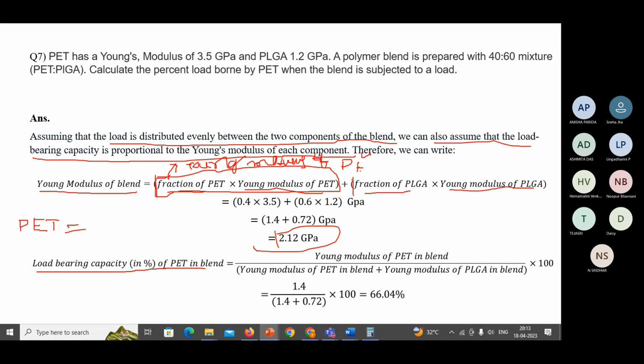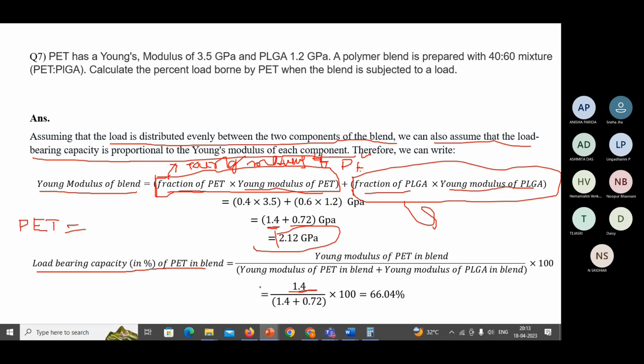Similarly, from the fraction of PLGA multiplied by the Young modulus of PLGA, we can calculate the Young modulus of PLGA in the blend. So the Young modulus of PET in the blend comes as 0.4 times 3.5, so the value comes as 1.4. So it is 1.4 divided by 1.4 plus 0.72.